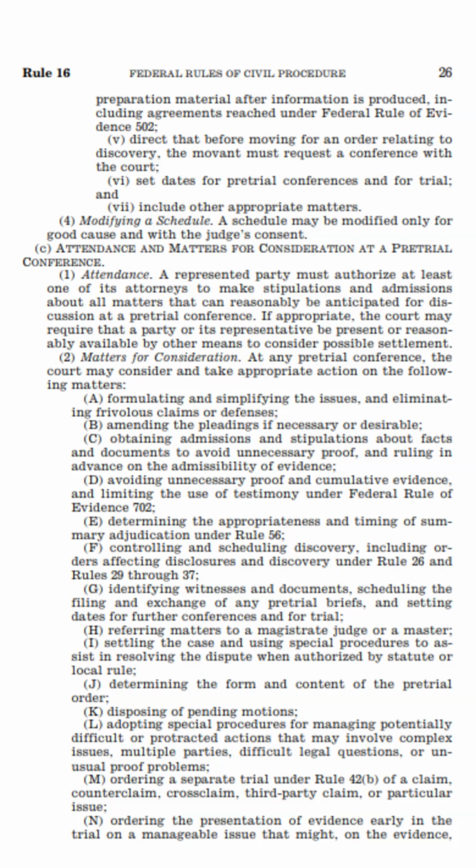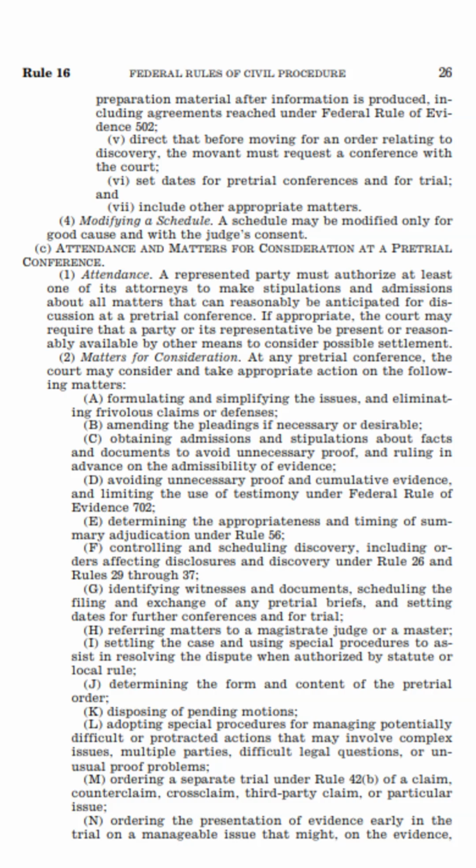2. Matters for consideration. At any pretrial conference, the court may consider and take appropriate action on the following matters. A. Formulating and simplifying the issues, and eliminating frivolous claims or defenses. B. Amending the pleadings if necessary or desirable. C. Obtaining admissions and stipulations about facts and documents to avoid unnecessary proof, and ruling in advance on the admissibility of evidence. D. Avoiding unnecessary proof and cumulative evidence, and limiting the use of testimony under Federal Rule of Evidence 702. E. Determining the appropriateness and timing of summary adjudication under Rule 56.